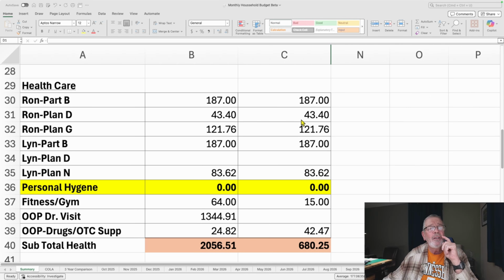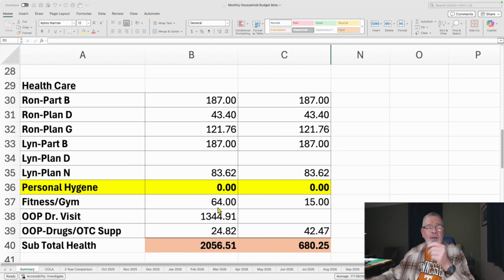My Plan D is $43.40. It has gone down for 2026, so we're going to save a little bit of money there. And then my Plan G is going up a little bit in 2026, but it's currently $121.76. My wife's Part B is $187. She does not have any cost on her Part D. Her drug plan is free. And then she has a Plan N through the same company I have, Mutual of Omaha, and it's $83.62. Personal hygiene, like haircuts, massages, whatever, we didn't have anything. Fitness gym, $15 a month is what I pay for my Planet Fitness gym membership. Last month it was $64 because there was a $49 charge for their yearly fee.